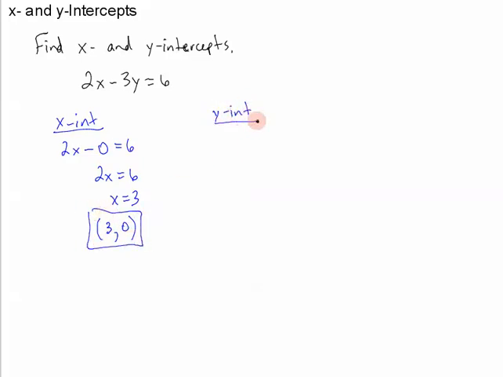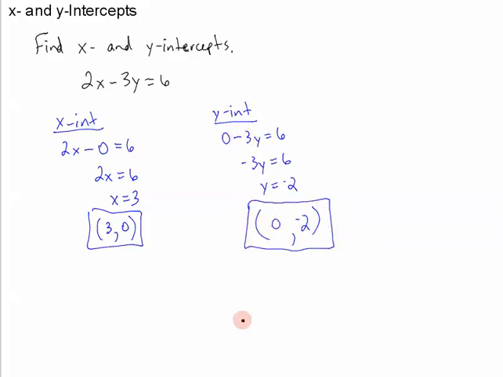For the y-intercept, you set x equal to 0 in the equation, and you get 0 minus 3y equals 6. Solving for y, we get -2. So in the ordered pair, the y value is -2, and for y-intercepts the x is 0, so you get the ordered pair (0, -2). So these are your x and y-intercepts for this line.